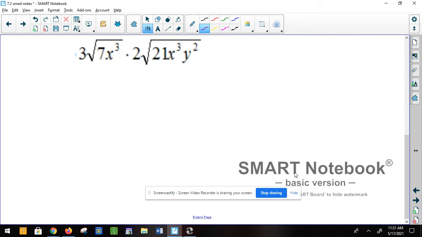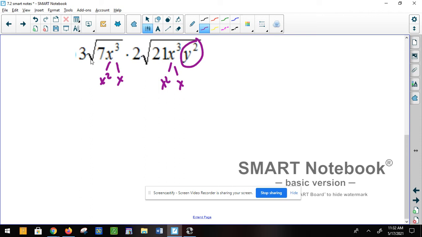Last one here is our square roots. So again, I would simplify first, but make sure that you're doing it as a square root, not a cube root, right? So x cubed is not a perfect square, but it has a square factor. And I'm sorry, 7, nothing you can do with 7, right? And then over here, 21, not a square number, but x cubed can break into x squared and x. And then y squared itself will be a perfect square.